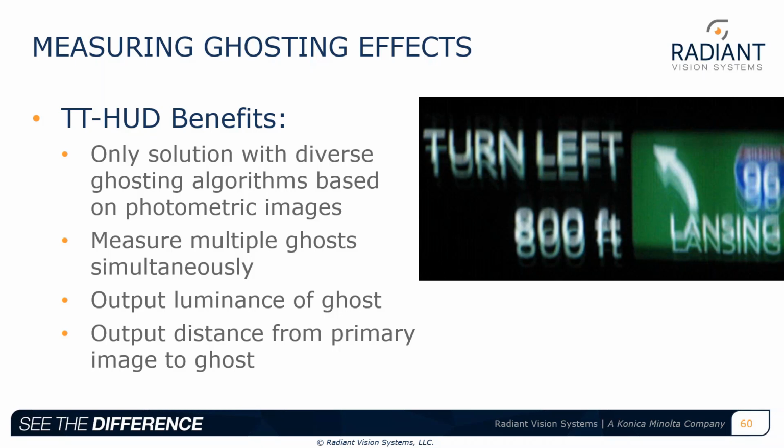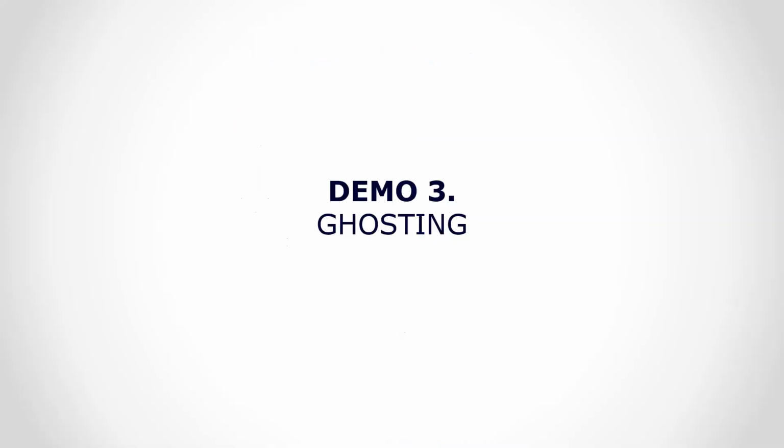Looking at the output luminance of the ghost and the distance from the primary true virtual image, we'll call it, to the primary or secondary ghost is also something the software is able to report out, which gives you primarily all the information that you might need when looking at understanding what your projection limitations might be.